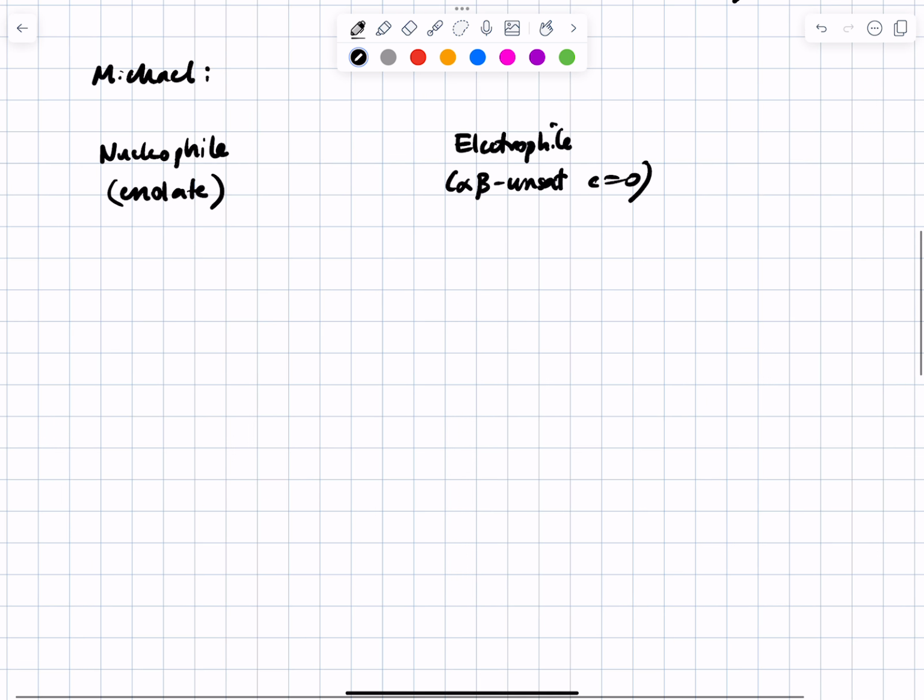So here's an example from your text. Here's the alpha-beta unsaturated carbonyl compound. We're working on suppressing the panic reflex on seeing rings of any kind, so we're just throwing some in there randomly.